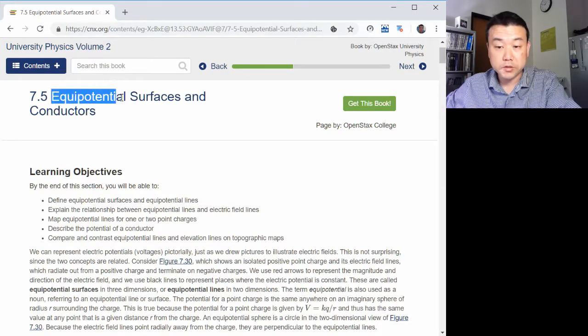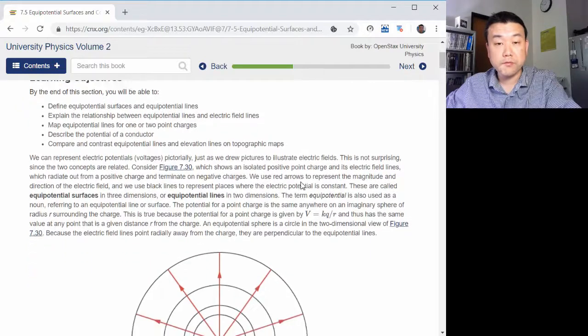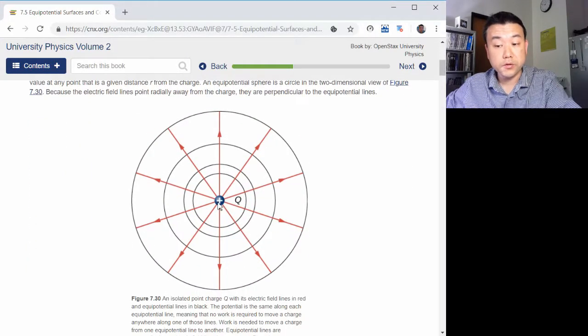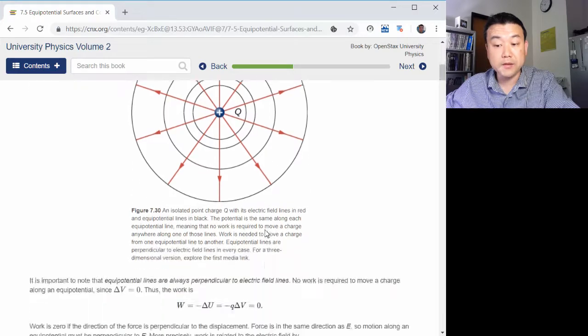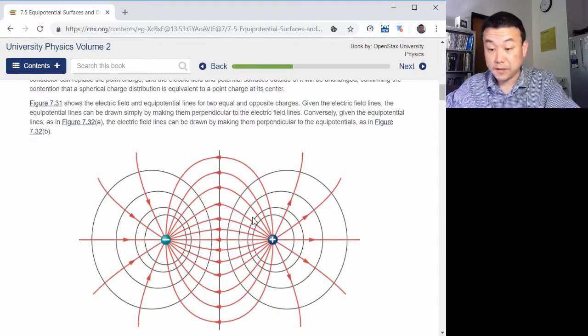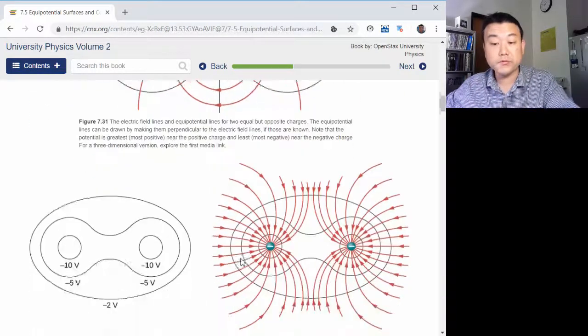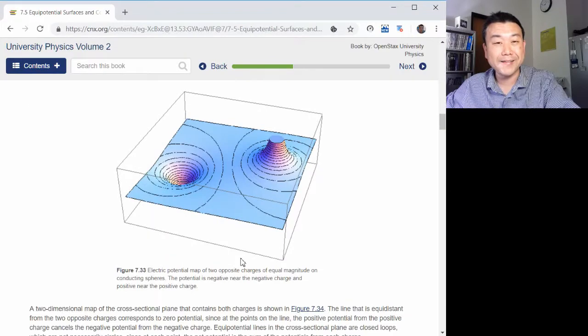So equipotential surface or equipotential lines, it finishes the graphical tool that we introduced earlier. We introduced the field lines, and equipotential lines are what goes paired with the field lines. There are some relationships between them that you can draw. The biggest one is that the equipotential line is always perpendicular to the field line. If you read through the section, they will explain why.